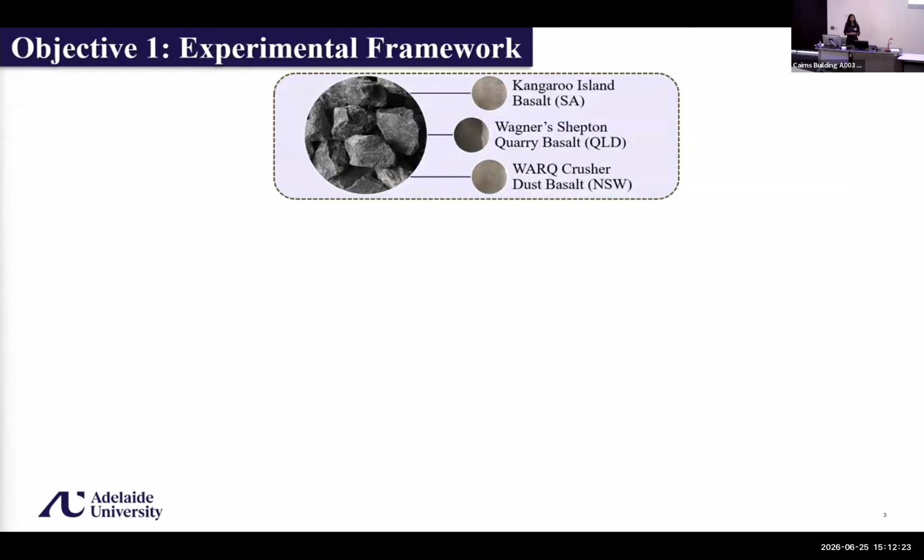For objective one, I have chosen three different types of basalt from Australia. These three basalts have been used in enhanced rock weathering field trials in Australia. The first basalt is from Kangaroo Island, South Australia, and this basalt was used in the Kangaroo Island field trial for grain. The second one, Wagner's Shefton Quarry basalt, was used in the Central Queensland Smart Cropping Centre field trial. And War Crusher Dust basalt was used in the Sunrise trial in New South Wales.